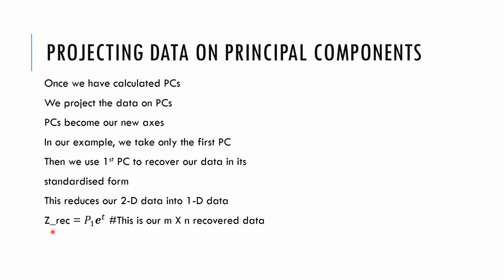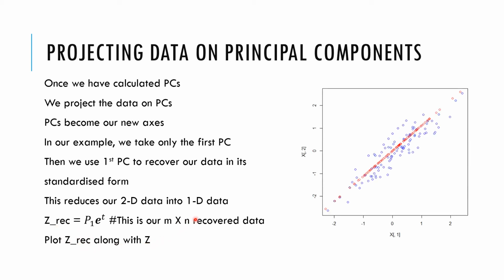This is the formula we use. Z recover is the first principal component times the first eigenvector, because that corresponds to the first principal component. We take the transpose, multiply, and then we recover the standardized form of the original data. Then we plot this standardized recovered data along with the standardized original data. This is what we get.